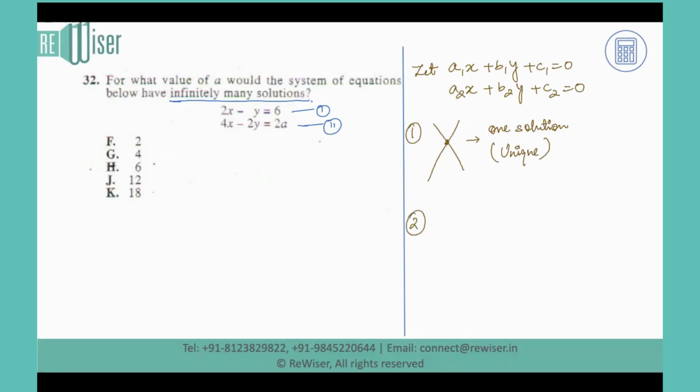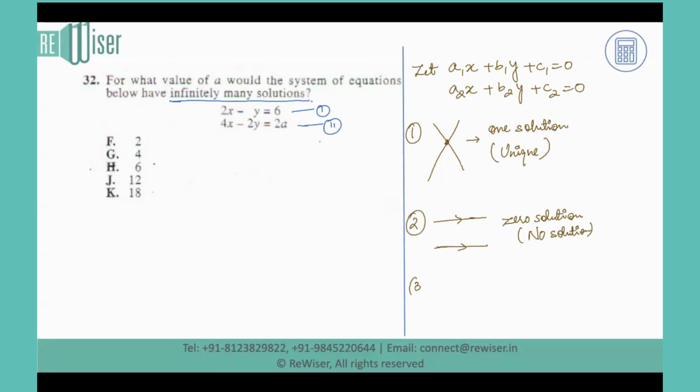The second scenario is that the lines can be parallel. And when the lines are parallel, we get zero solutions. Or we can also say that this is the no solution scenario.